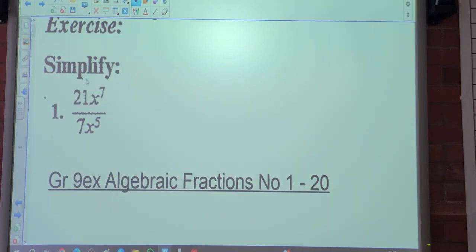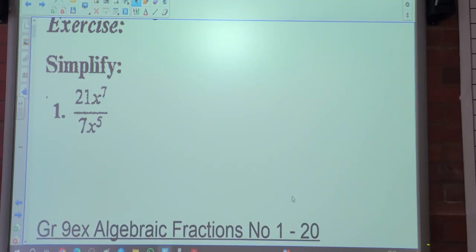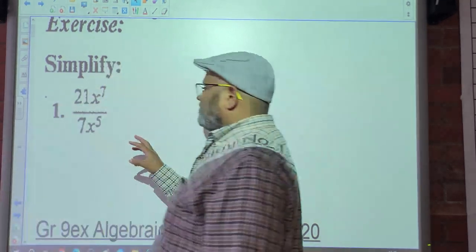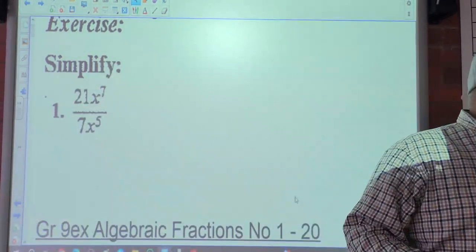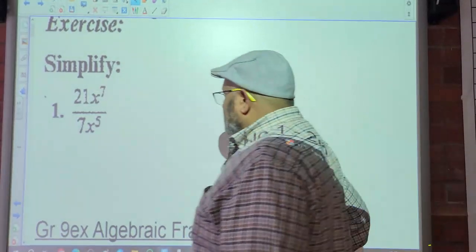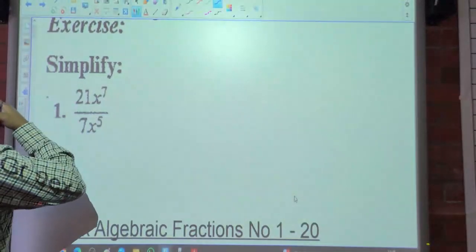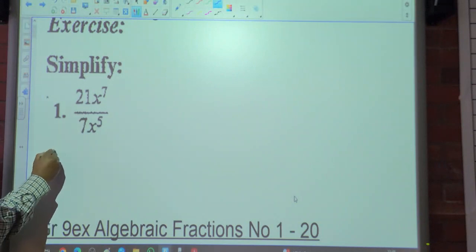So if you have a major problem with what's going on here, it might be that your problem is not this topic per se. It could be factorization, or it could be your basic understanding of adding and subtracting of fractions. Okay. As we said, this topic is dependent on previous topics.